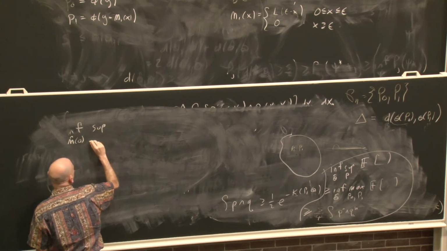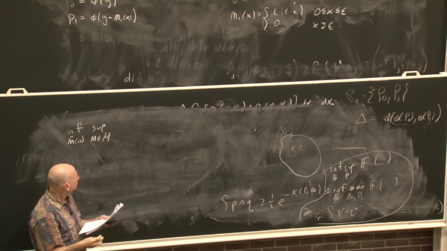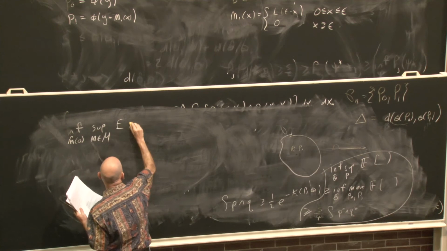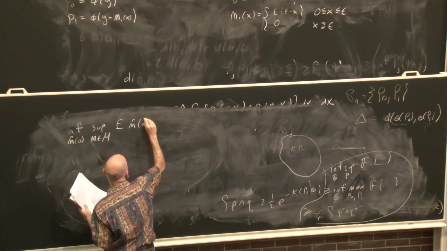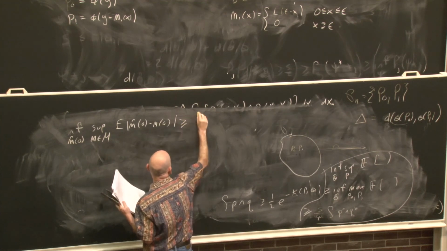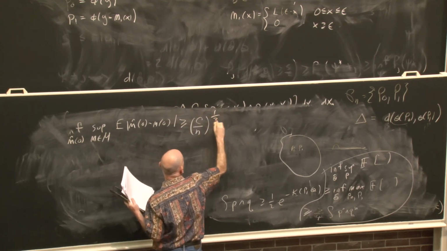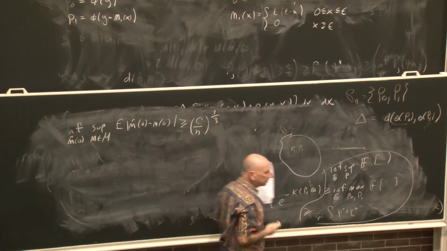The sup over all, well, it's really indexed by this class of regression functions. And the expected value of |m hat of 0 minus m of 0| is bigger than or equal to some constant times n to the -1/3. That's a lower bound.